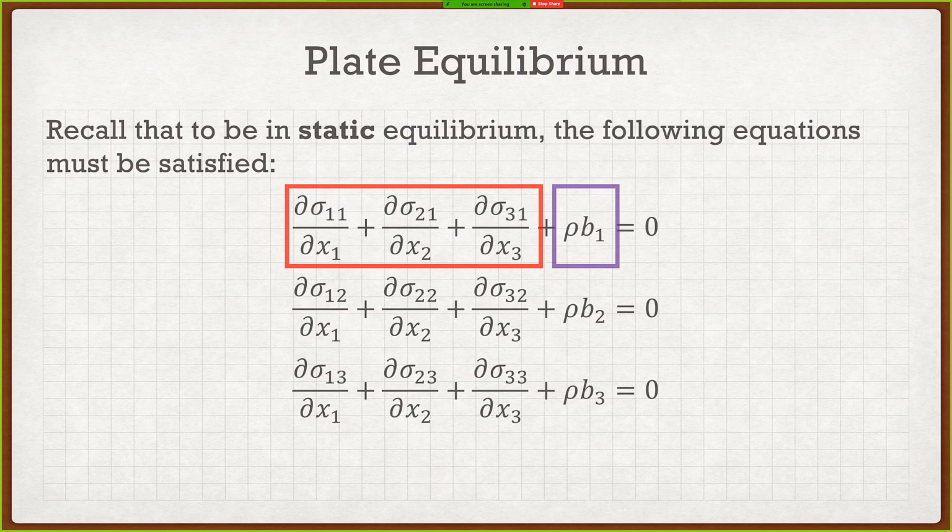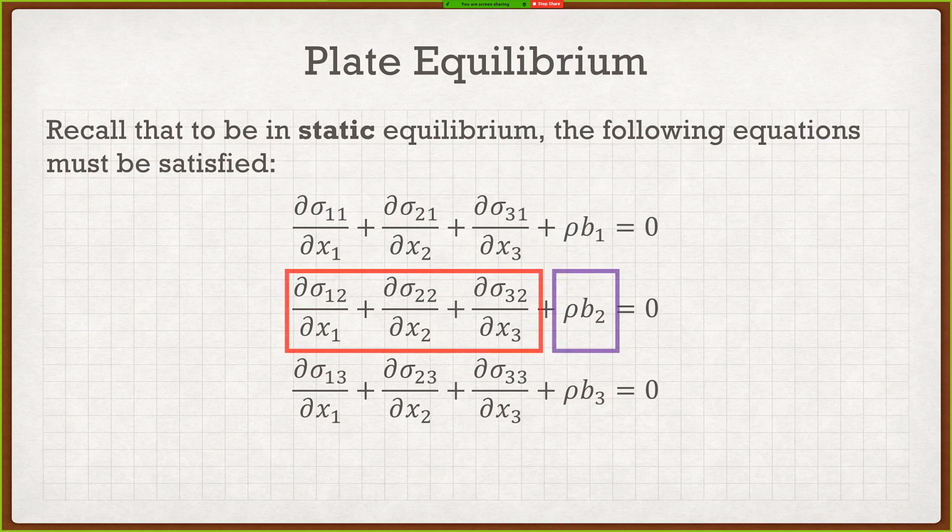All of those come directly from our stress tensor, which was given in the question, so that's not a problem. Everything in the red box, we know. The second component, in that purple box, is rho B. That is our equilibrium body forces, and that's what we need to solve for. But we have 1 equation, 1 unknown. We can solve for rho B1, no problem.